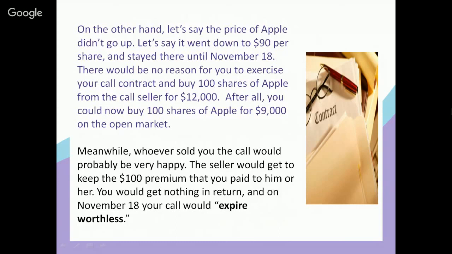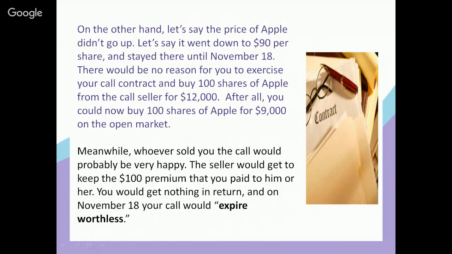So you'd probably be pretty unhappy if you bought that call option and Apple stock went way down to 90. What about the seller, though? Well, meanwhile, whoever sold you the call would probably be very happy. The seller would get to keep the $100 premium that you paid to him or her, and you, on the other hand, would get nothing in return for that $100. And on November 18th, your call would expire worthless.